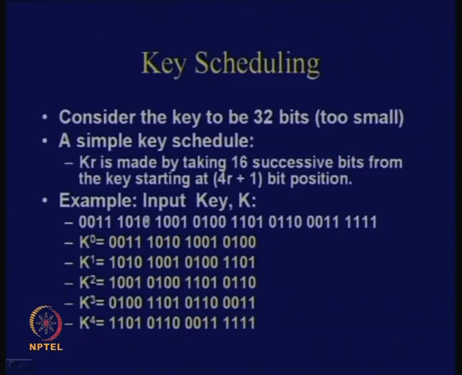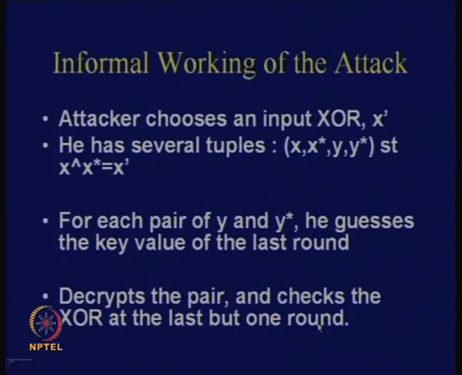Okay, so you remember the key scheduling. The key scheduling was as follows: you take all the bits and you start from the 4R plus 1 bit position, where R is the corresponding round number. For the first round you start from here and collect 16 bits, then again you start from this point and collect 16 bits, and next round you again start from here and collect 16 bits. So this is a very simple key scheduling technique.